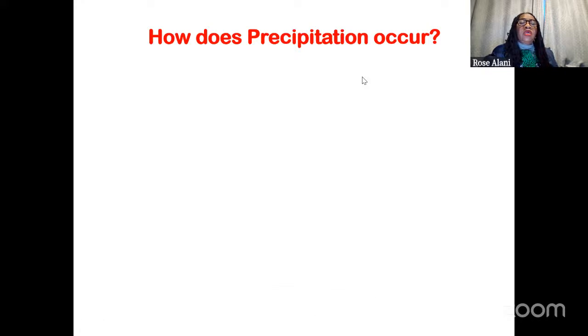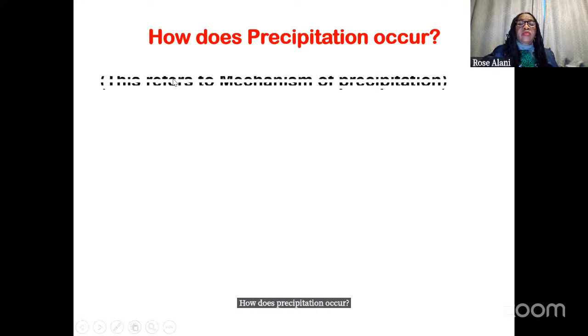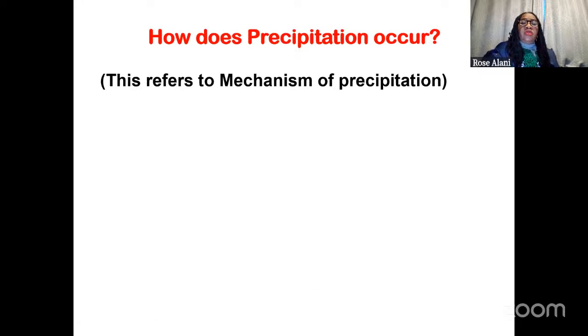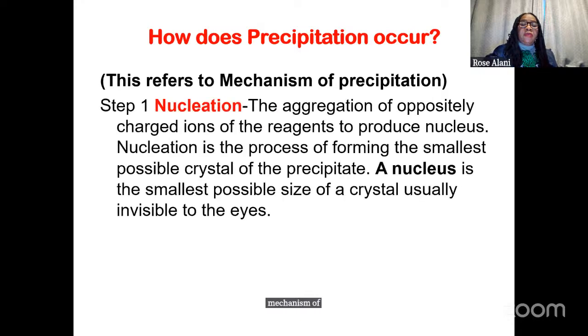So how does precipitation occur? We're referring to the mechanism of precipitation. That is just to say, how does it occur? The way precipitation occurs, that is what we refer to as the mechanism of precipitation.